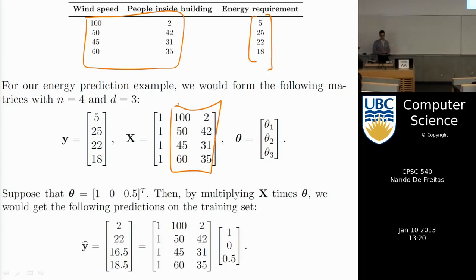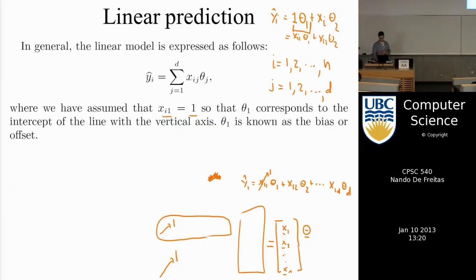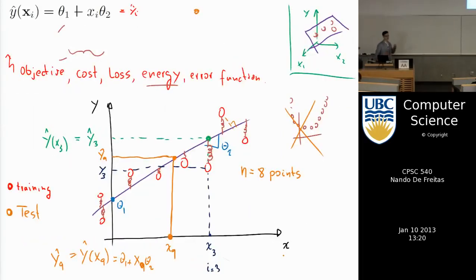Now let's take an example. Let's assume that theta happens to be this vector here. If theta is this vector, and I want to make a prediction for one of the inputs, then using that theta and the training set, I can make these predictions on the training set. In other words, for these red points that I have here, I'm just computing the value of the line at the training points.